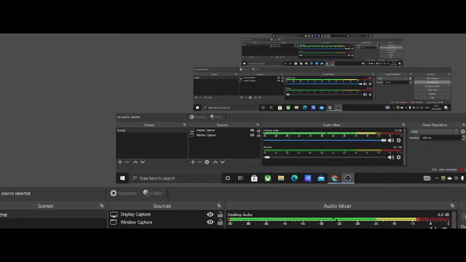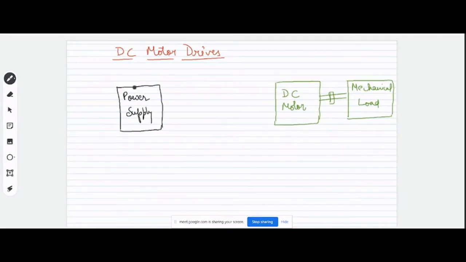See, if the power supply available to us is DC, then what kind of power modulator are we going to use? Which kind of power modulator will you use? The choppers. The DC converters, that are choppers. Right? We'll use a chopper.